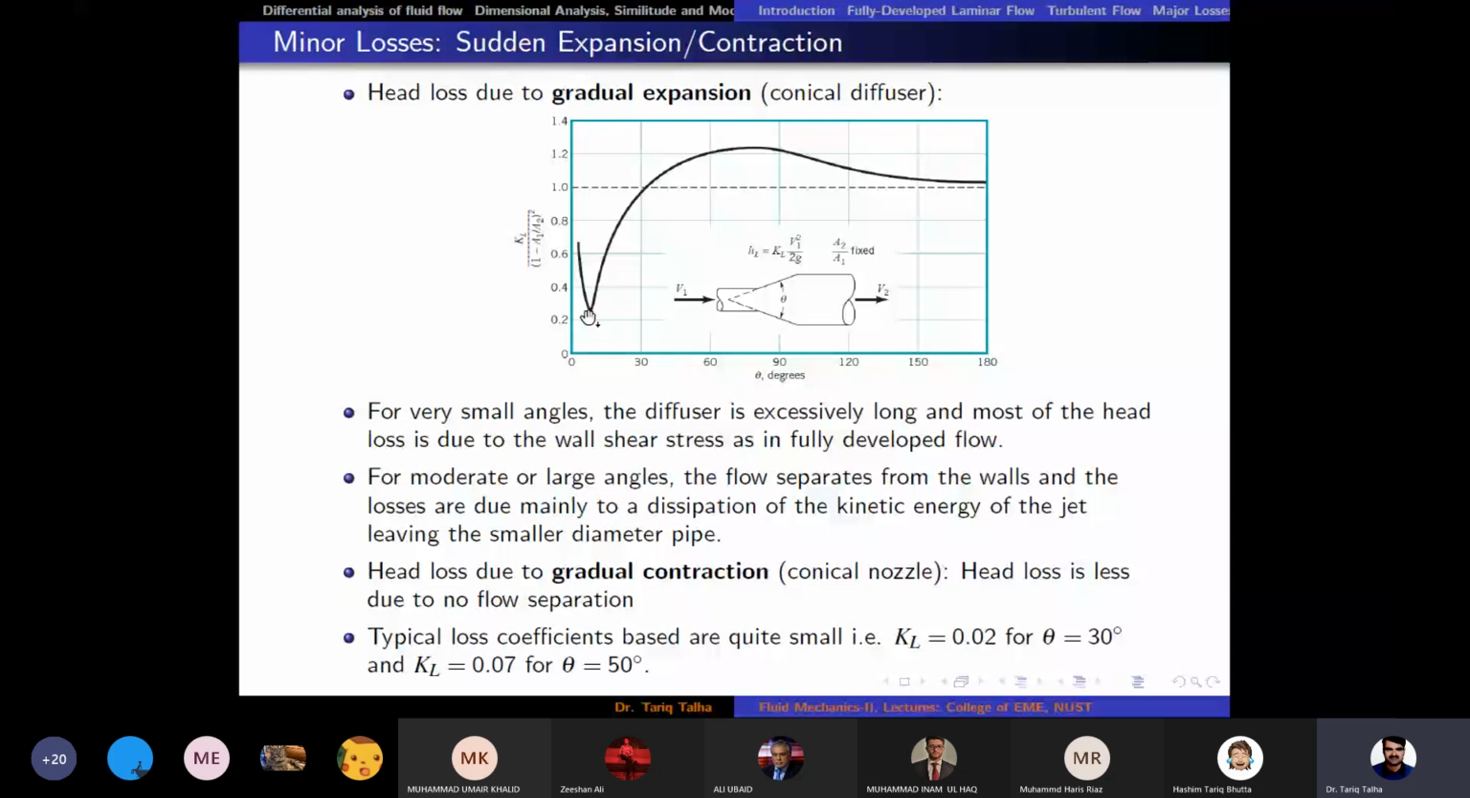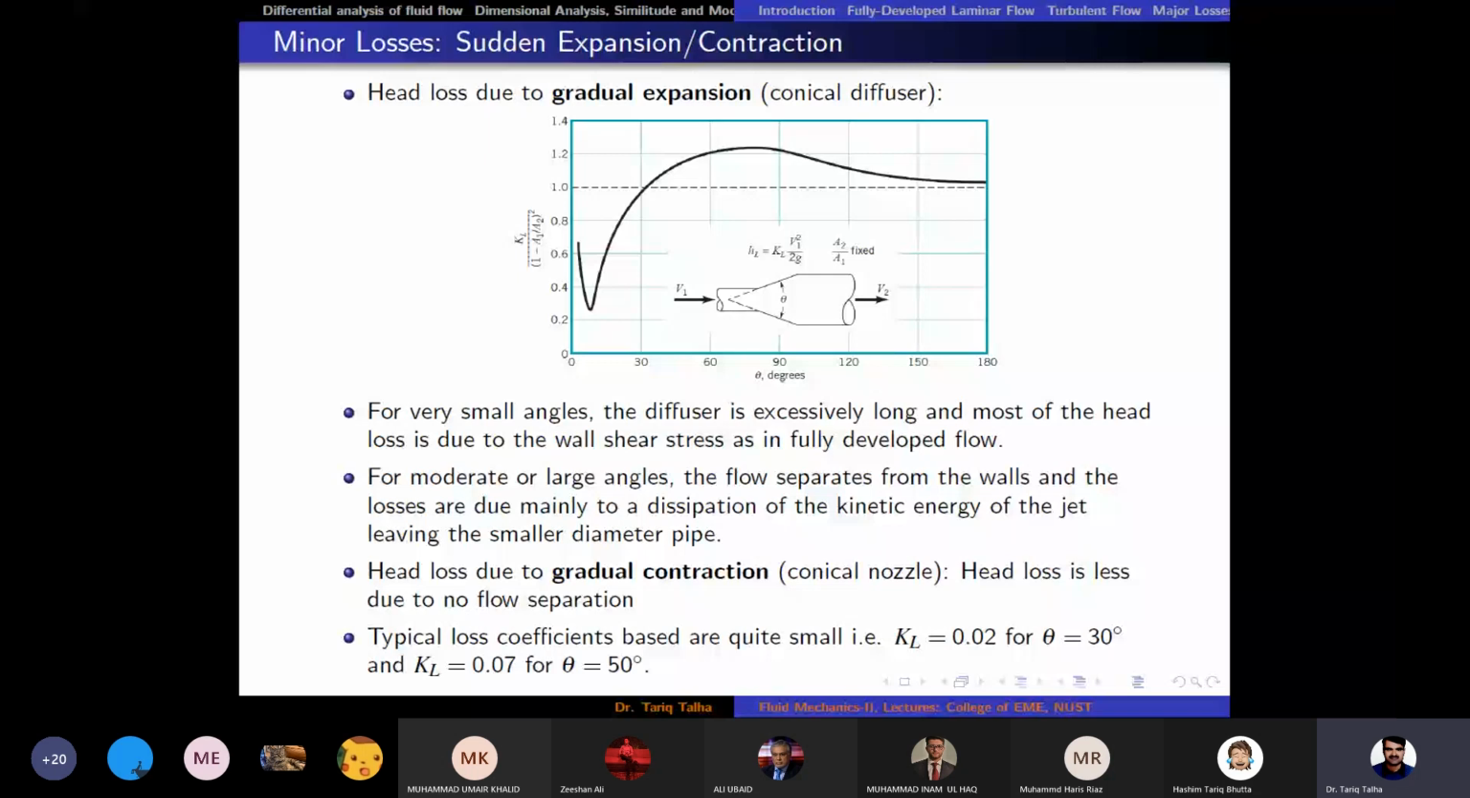But the downside of that is that the diffuser length would be very high, which means that switching from a small diameter pipe to a large diameter pipe would take quite a long length of diffuser, which would increase the initial cost of the piping system.